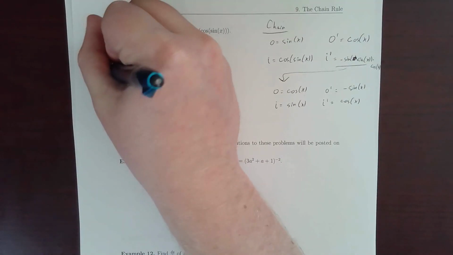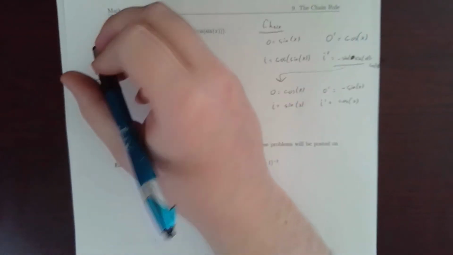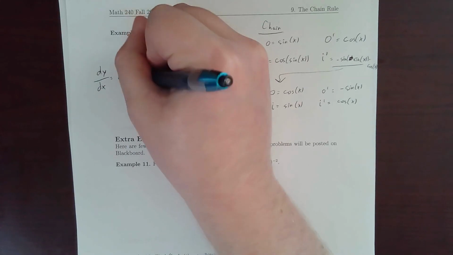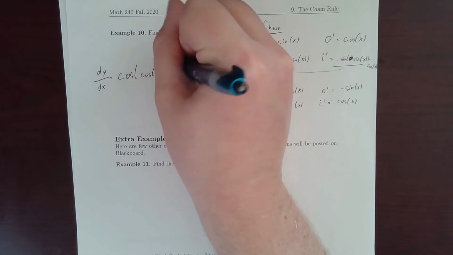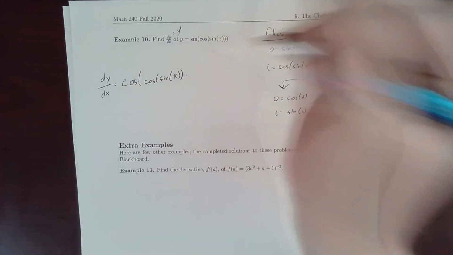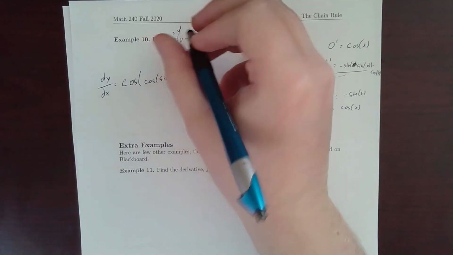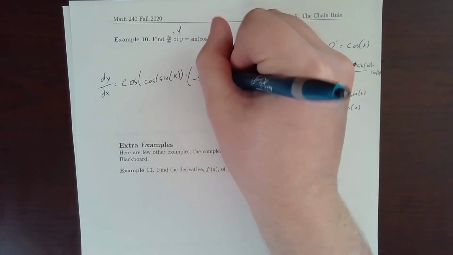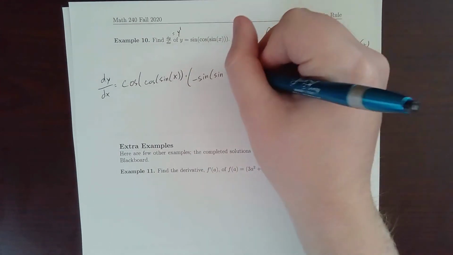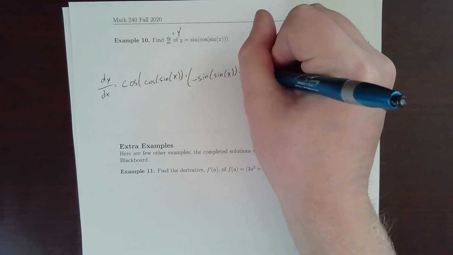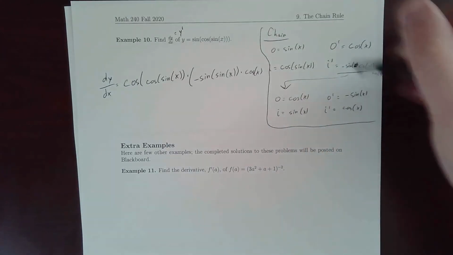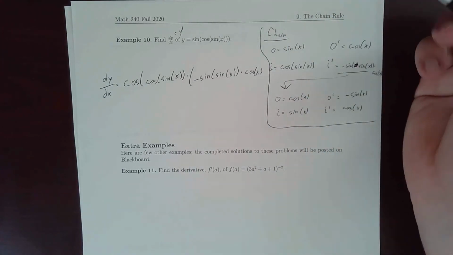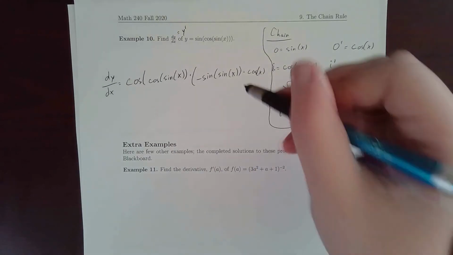So that means dy dx is going to be equal to the cosine of the cosine of sine of x multiplied by negative sine of sine of x times the cosine of x. So again, this is the inside. So it is equal to this giant monstrosity.